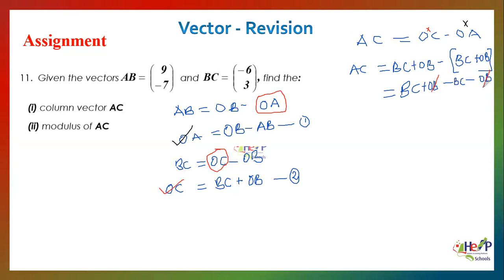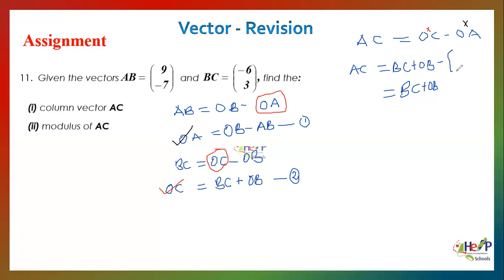This OB will cancel out. And my AC will remain. I don't know if that one, it's BC, sorry. I think I've made some mistake there. OC is what? BC plus OB. Then AB, sorry, there was a mistake in this bracket. I did not substitute well here.